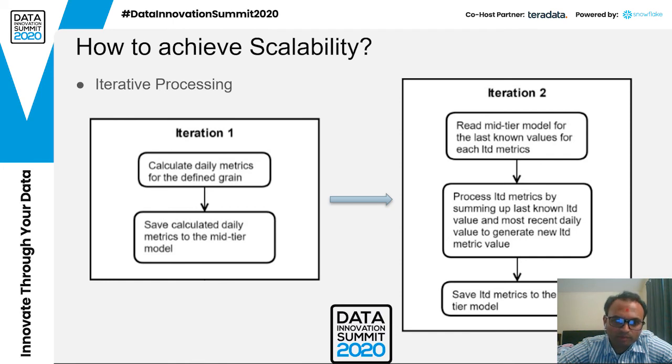This example breaks processing down by metric types such as daily versus LTD. Iterations can also break processing down by data sources such as heavy data sources versus smaller volumes of data, or by velocity of data sources. Some sources may be available every hour, some may be available every day. So based on that, we can make different iterations.